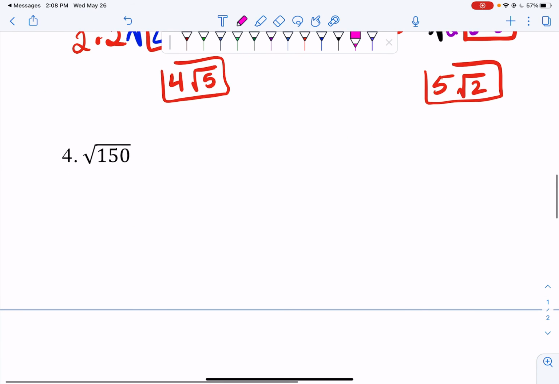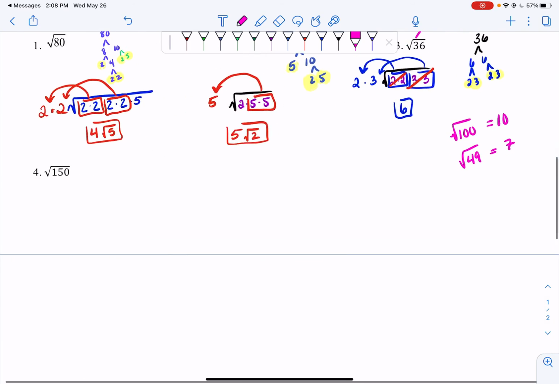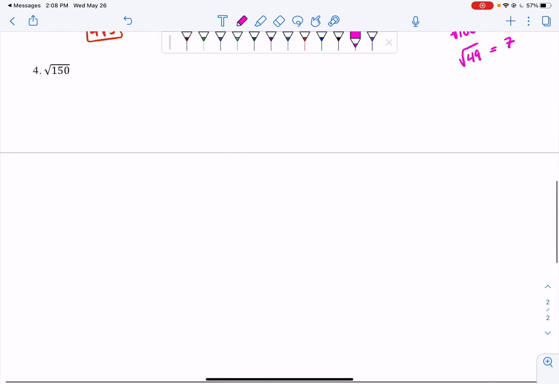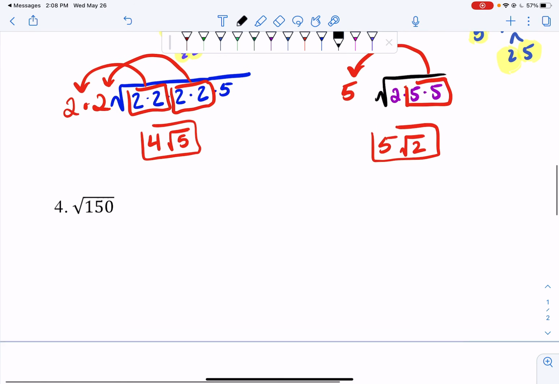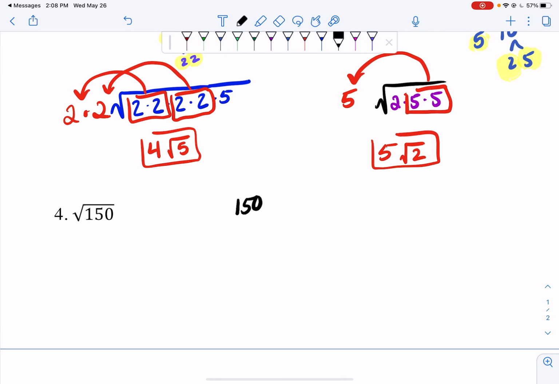Okay, number 4, radical 150. What we're going to do is we're going to break apart this radical. So we have 150. What are 2 numbers that multiply to 150? We have 15 and 10. What multiplies to 15? 3 and 5. What multiplies to 10? 2 and 5. We now highlight our primes.